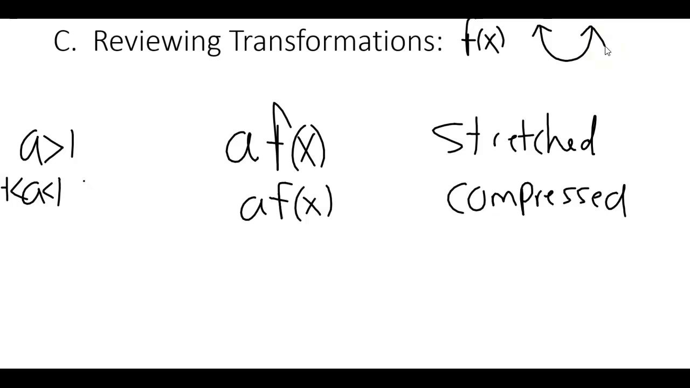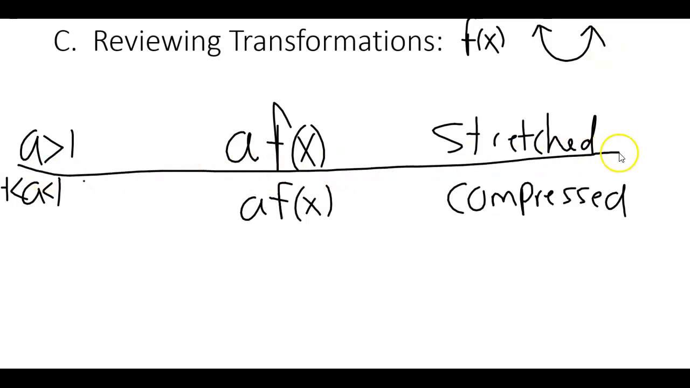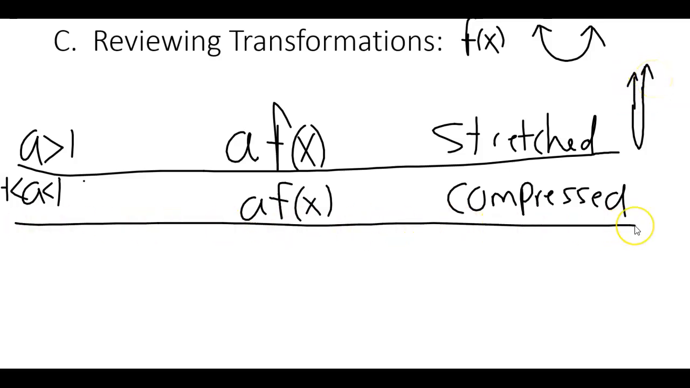Then if you multiply it by something bigger than 1, it's going to look more like this. It's going to get stretched. It's going to be taller and skinnier. Whereas if you multiply it by something between -1 and 1, it's going to look shorter and fatter. It gets compressed, right?